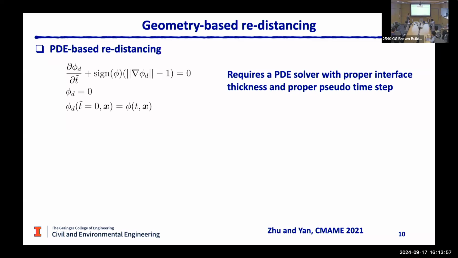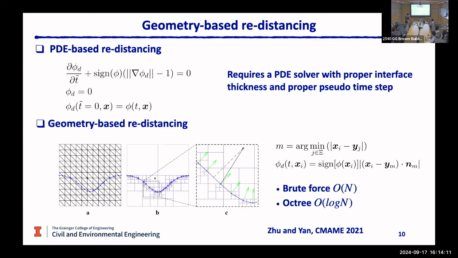However, although it is a very popular approach in the community, you need to develop a PDE solver, and there are so many numerical parameters you need to carefully choose in order to achieve best performance. Now you remember that our zero level set, or the gas metal interface, is represented by a triangulation, right? So you can directly compute the distance function between a mesh node and the gas metal interface. Of course, you can use a brute force approach, which will give you the complexity of O(N), where N is the number of triangles, right?